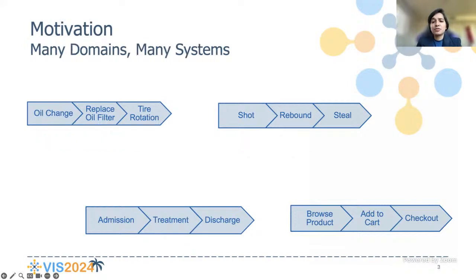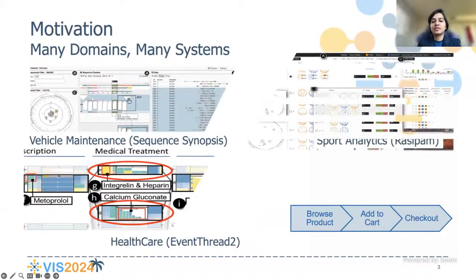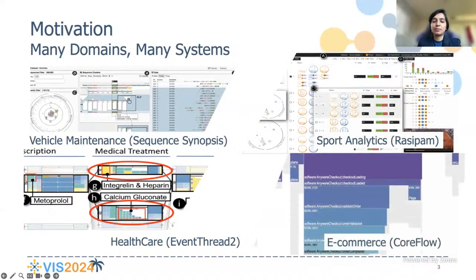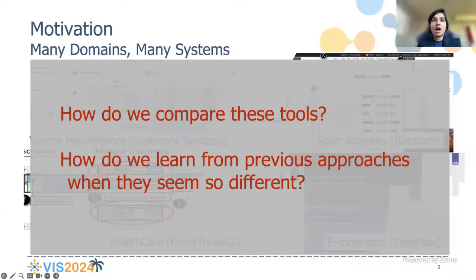To address problems from these different domains, researchers have developed numerous systems. Here, we see examples of 4 different systems being applied on these 4 different problems. Each system often comes with its own custom visualization and unique analysis techniques. While this diversity is great for solving specific problems, it creates a challenge. How do we compare these tools? How do we learn from previous approaches when they seem so different?